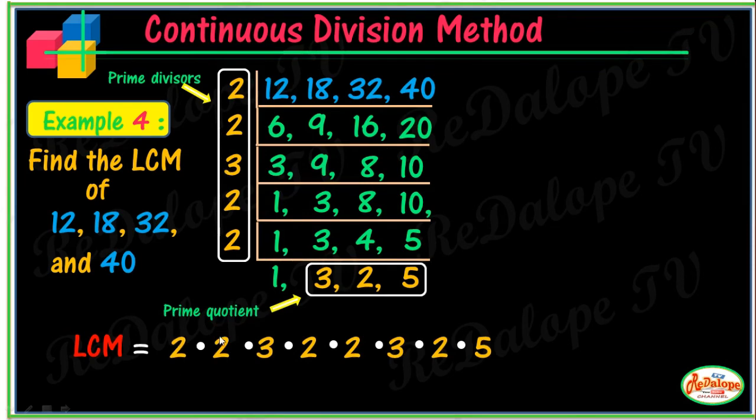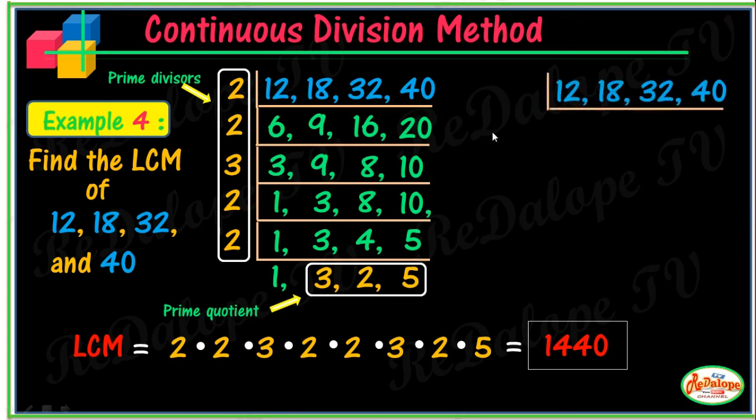2 times 2, 4, times 3, so that is 12. 12 times 2, 24. Times 2, 48, times 3, 144, times 2, 288, times 5, so we have 1,440. That is the LCM of the given 4 numbers, 12, 18, 32, and 40.